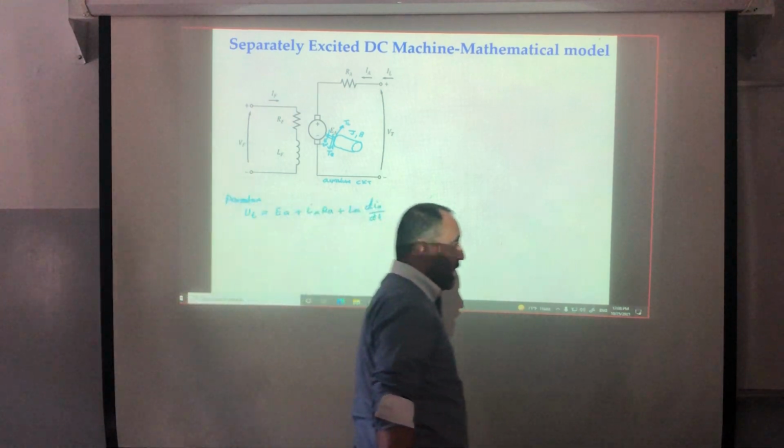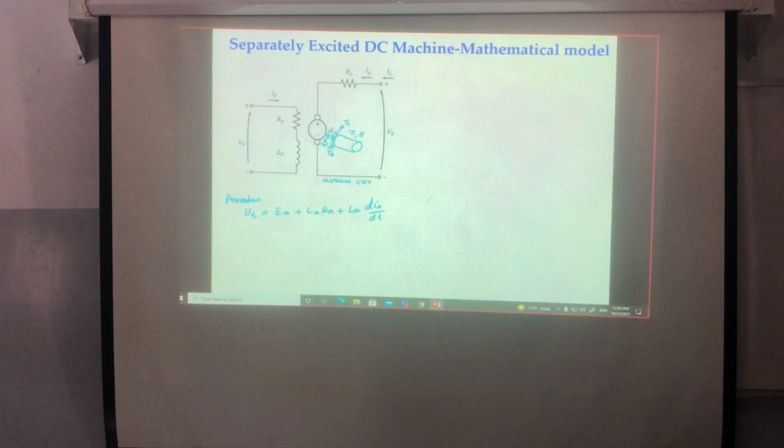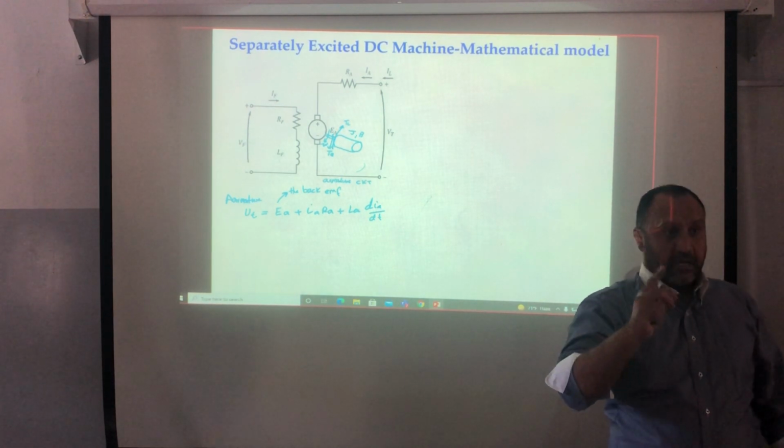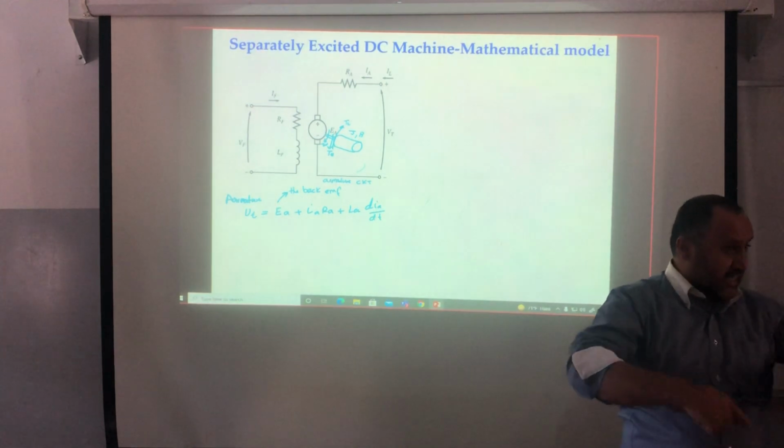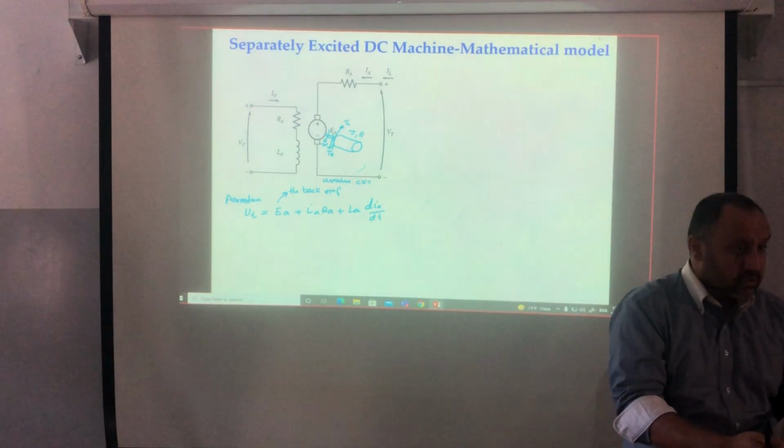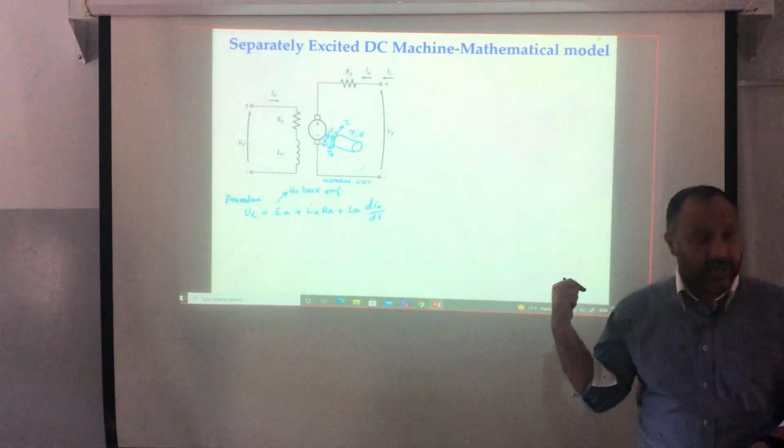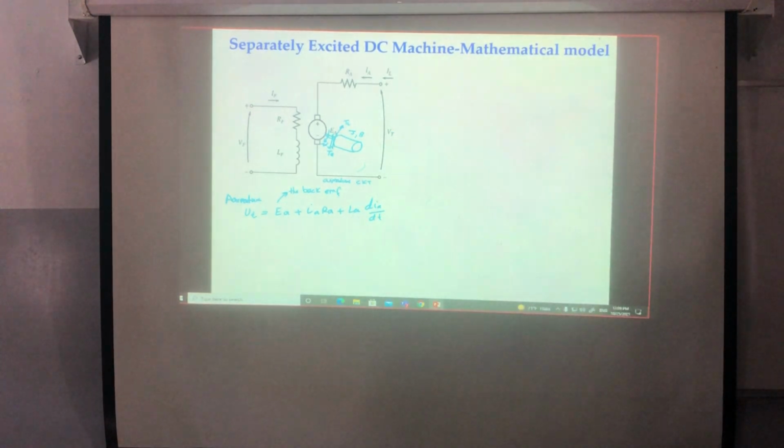Now, EA is what? EA is the back EMF. Why do I have back EMF? If I have a field and there's a conductor crossing the field, I will induce EMF. Correct? This is the back EMF. Good? So the back EMF has a relation with the speed.